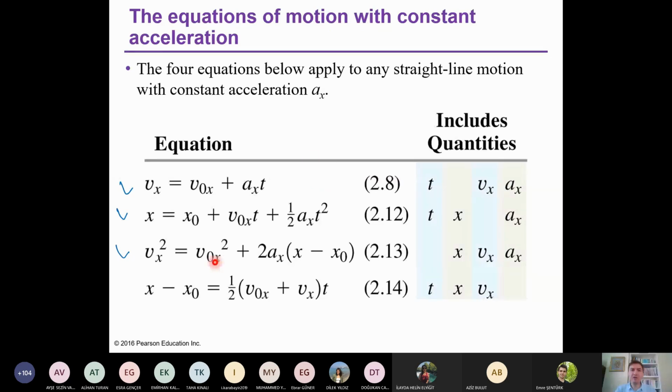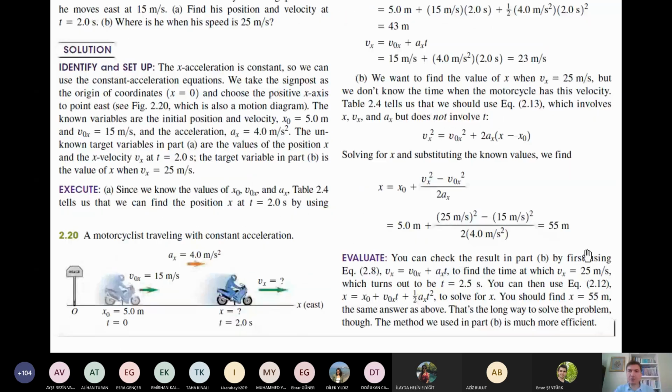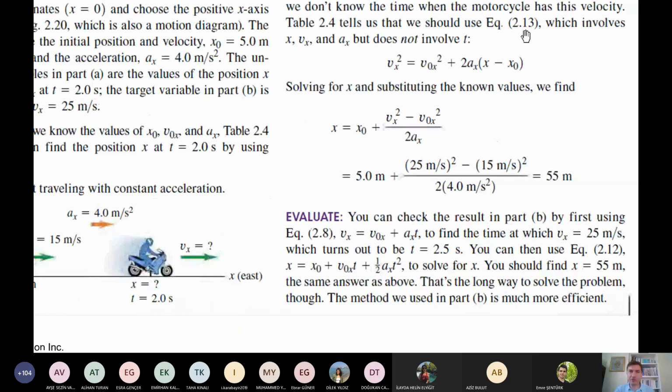So now let's have a look at the second part of the question. Where is he when his speed is 25 meters per second? So the time is not given here. Okay, I don't know the time. So then I can use this equation, equation 2.13: Vx squared, the square of the final velocity, is equal to the square of the initial velocity plus 2 ax times (x minus x0).